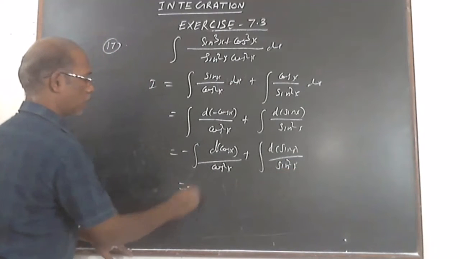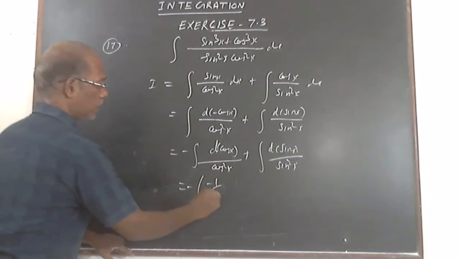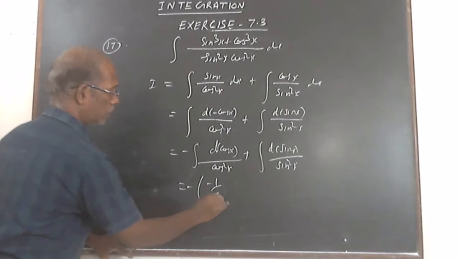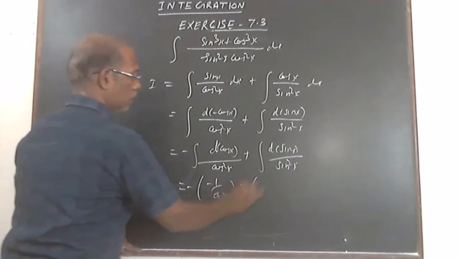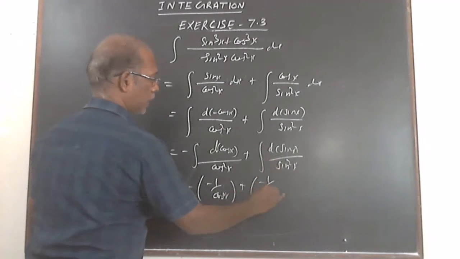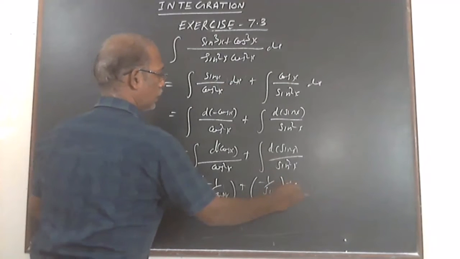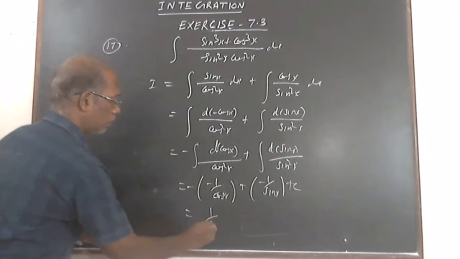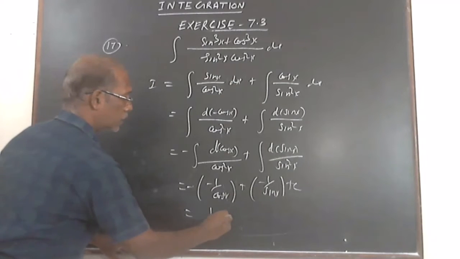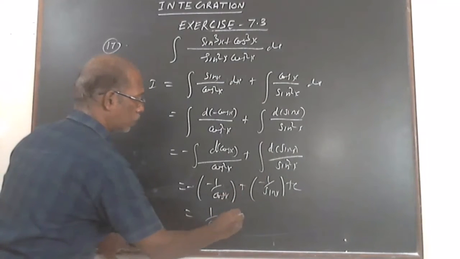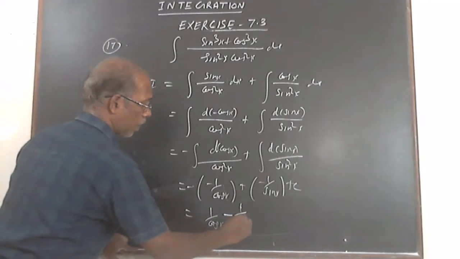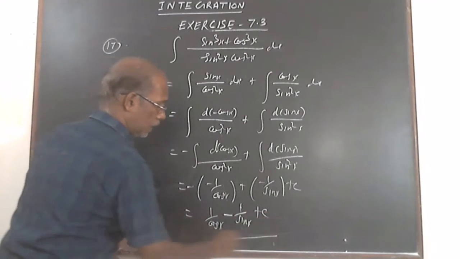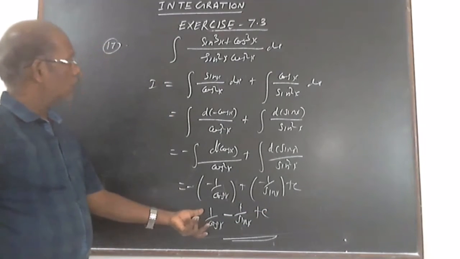Then according to the rule, the integral of this is minus 1 by cos x, and the other one is minus 1 by sin x, with the integral constant. So it is plus 1 by cos x, or secant x, minus 1 by sin x, or cosecant x, with the integral constant. So this is the answer.